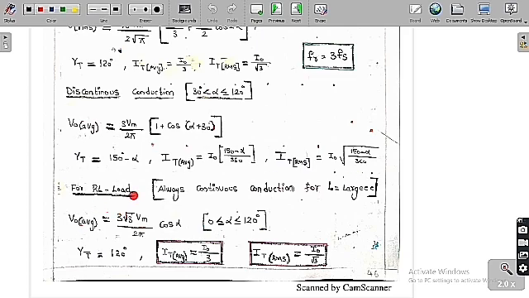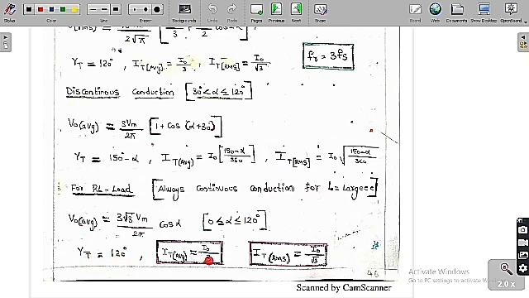Suppose for RL load, I have already told you that irrespective of alpha, continuous conduction is always possible, for L equal to a very large value. So continuous conduction is possible only when L is a large value. Therefore, we can say that the output average value is equal to 3 root 3 Vm by 2 pi into cos alpha, for alpha lying between 0 to 120 degree. And the conduction angle of thyristor is equal to 120 degree.